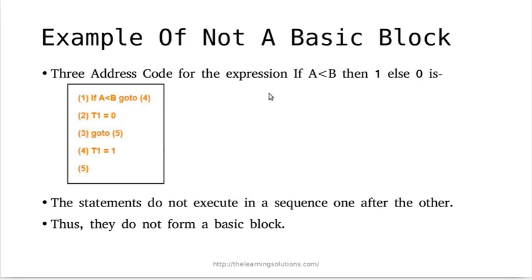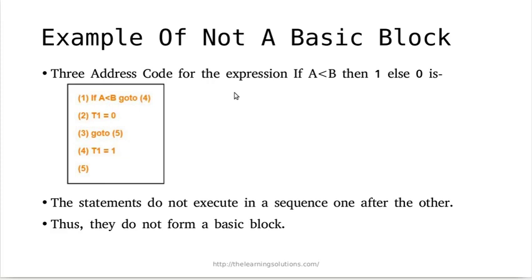So the expression is: if a less than b, then 1, else 0. For this expression we will be forming a 3 address code. The 3 address code looks like this. If a less than b, go to 4, that means current statement plus 3. So 1 plus 3 equal to 4, go to 4 and have t equal to 1. After that t equal to 0 and go to 5. So go to 5 means the fifth statement will be nothing but the statement after exit of the if.